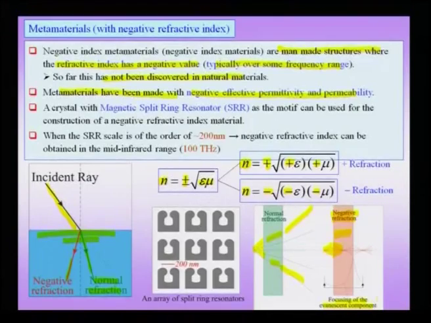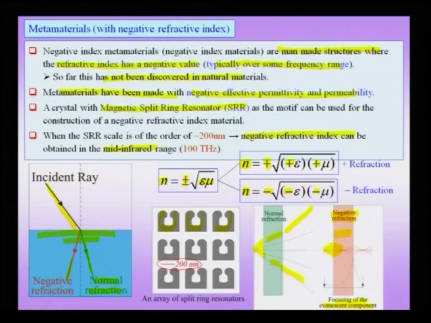Now, what are the typical materials or structures which show this kind of negative refractive index? There are structures known as magnetic split ring resonators, and there is a schematic of such structures here. All these gray regions in the figure below are these split ring resonators. Now there is a lattice of these structures, and therefore I make a crystal of these. If the scale of these structures is of the order of 200 nanometers, then such a structure will show negative refractive index close to the visible range.